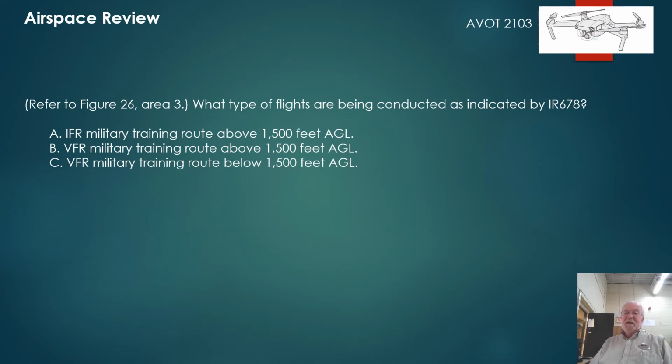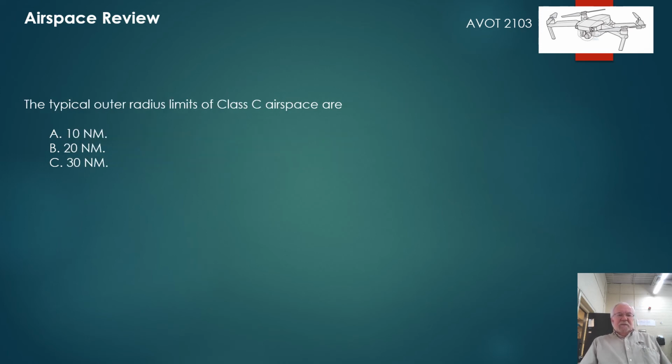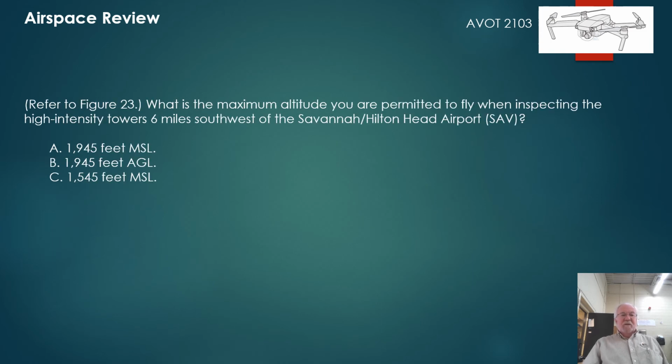conducted as indicated by IR678? Okay, remember the IR? So two of the answers are already eliminated. B and C, it can't be VFR routes because it says IR. IR is military training route. So all the rest of the answers are irrelevant. The typical outer radius of a Class C airspace, 20 miles. Memorize it.